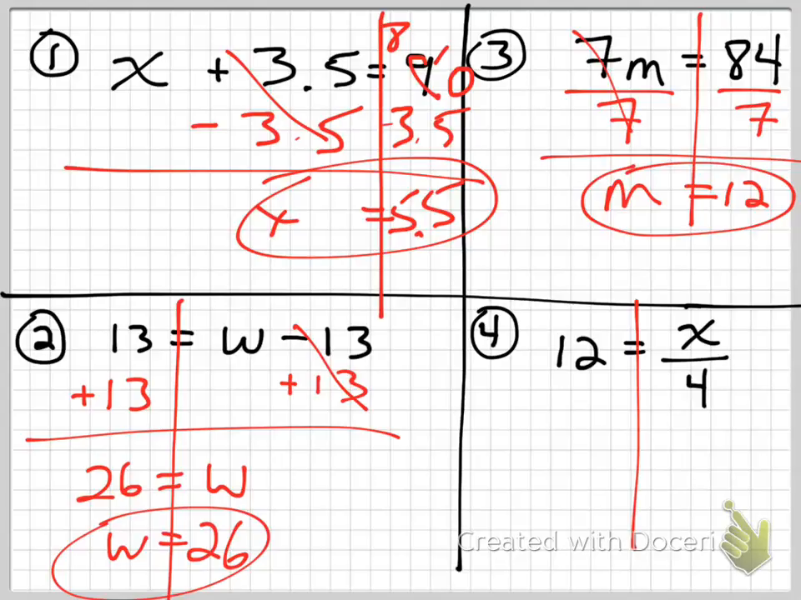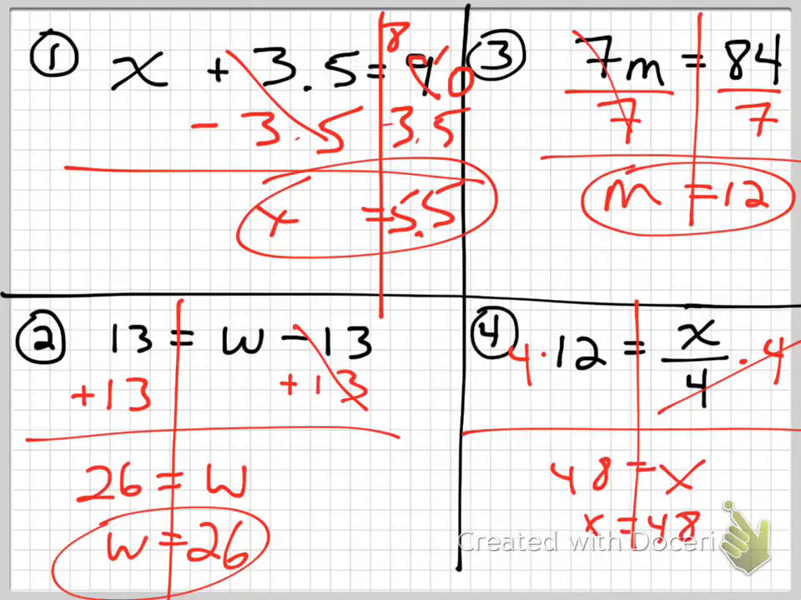12. Number 4, line down the equal sign. Is the variable happy? Read. Is the variable happy? No. Why not? Not alone. Who's with him? 4. What's the 4 doing to him? What's the opposite of divided by 4? Multiply by 4. Those 4s are gone. X equals 48. Flip it around. X equals 48.